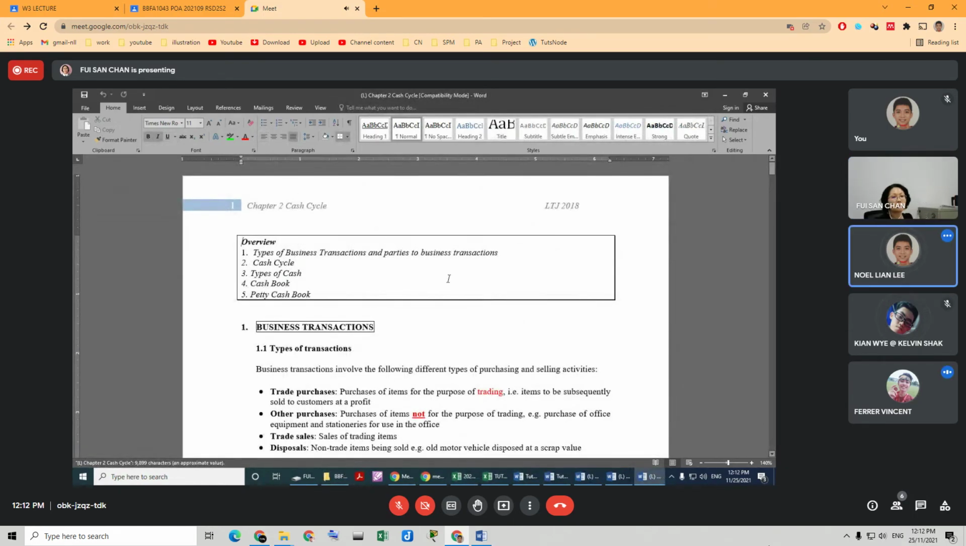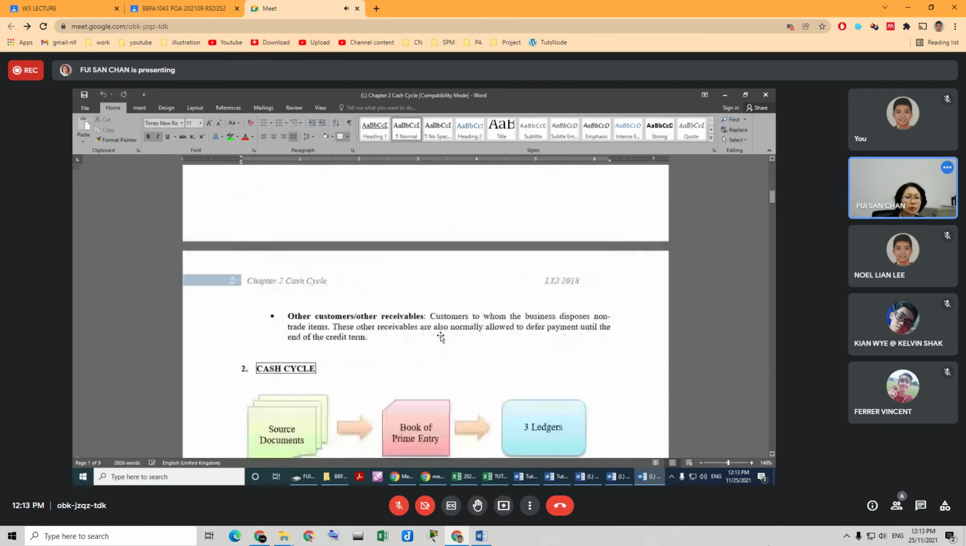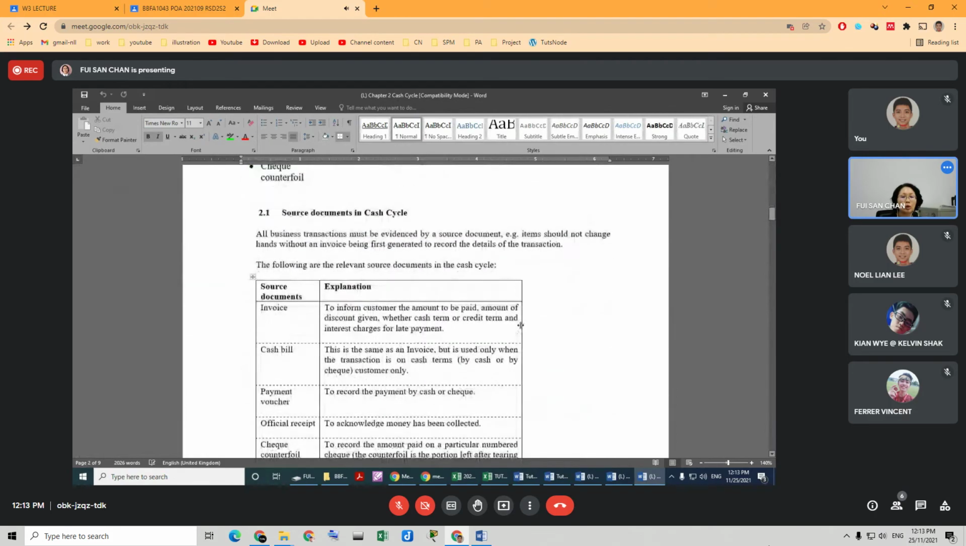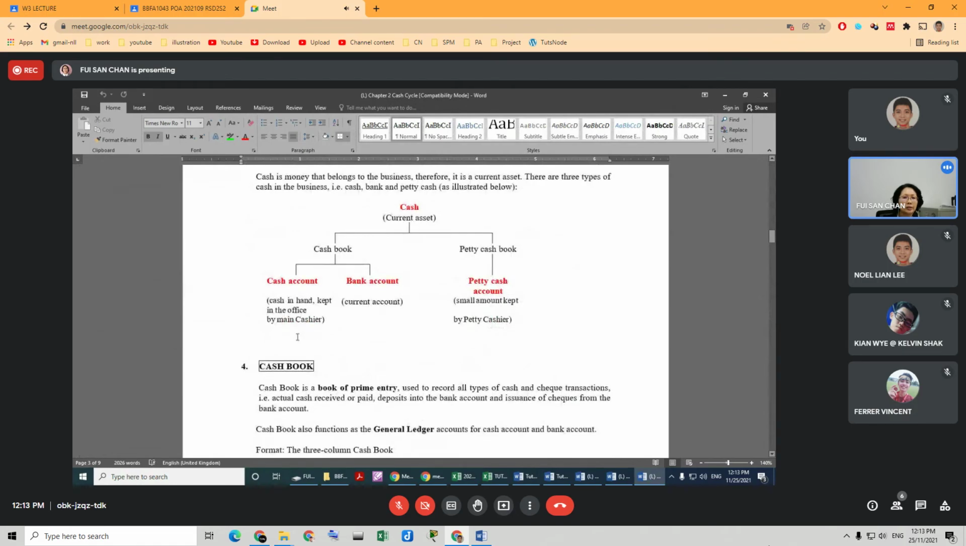No. Chapter 1 now. Okay, cash cycle. This chapter is important. What is so important? 3-column cash flow. Make sure you know how to do 3-column cash flow. I think this is the easiest chapter.